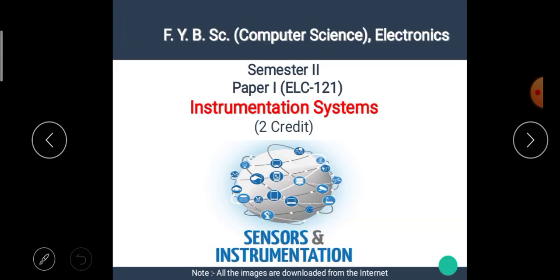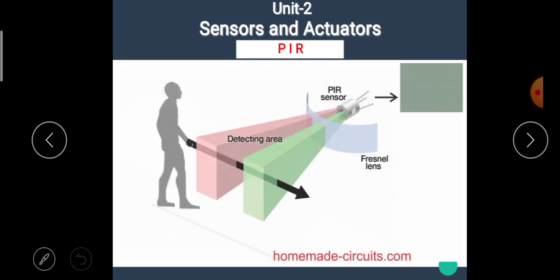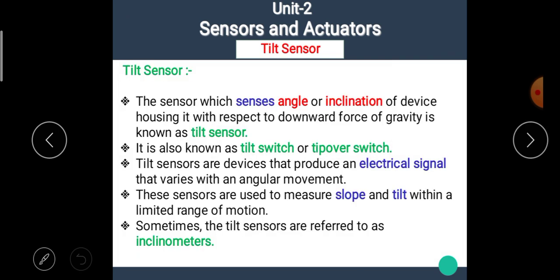In the previous video, we have seen the details about the passive infrared sensor. The link of the previous video is available in the description box. Please check it. Now, in this video, we are going to see the details about the tilt sensor.